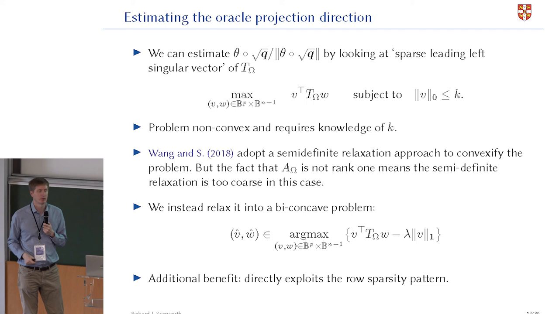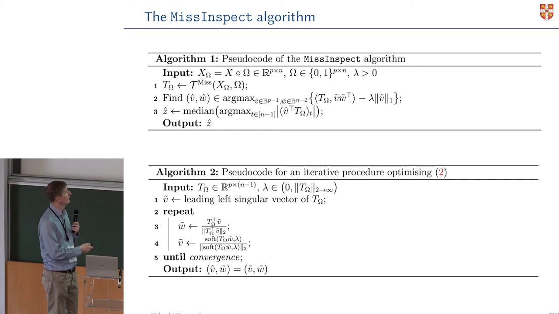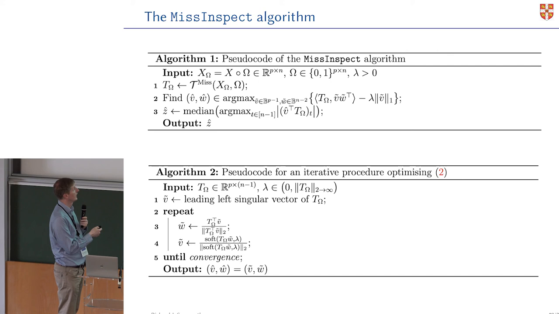Okay, so here is the pseudocode for the MisInspect algorithm. We compute the mis-Q-sum transformation of my observed data matrix, and then I'm going to try to optimize this biconcave optimization problem. I need to say a little bit more about how I'm going to do that, but then finally I'm going to maximize the absolute value of the projected mis-Q-sum transformed data series. If I've got many maximizers, I'll take the median.